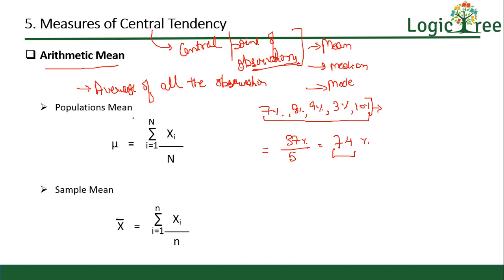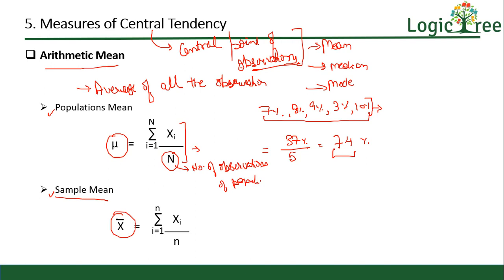When I am finding the mean of the population, that is known as population mean, and it is represented by mu. And when I am finding the mean of a sample, I would say sample mean, and it is represented by x bar. The formula is the same, while in the first case n is the number of observations in the population, while in this case, n is the number of observations in the sample I have taken from the population.